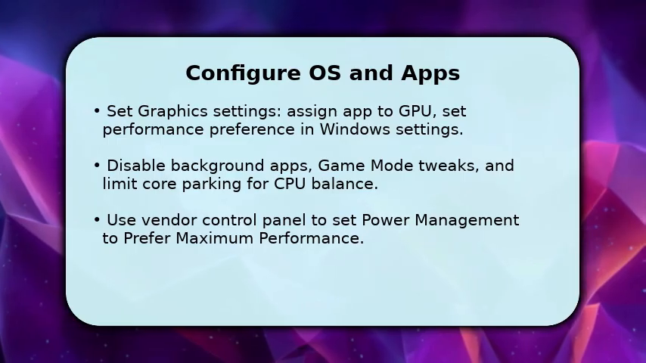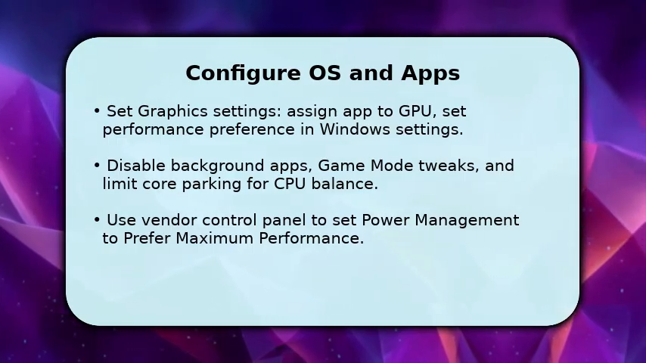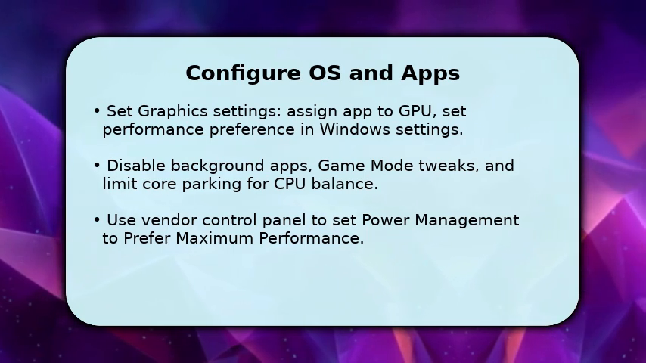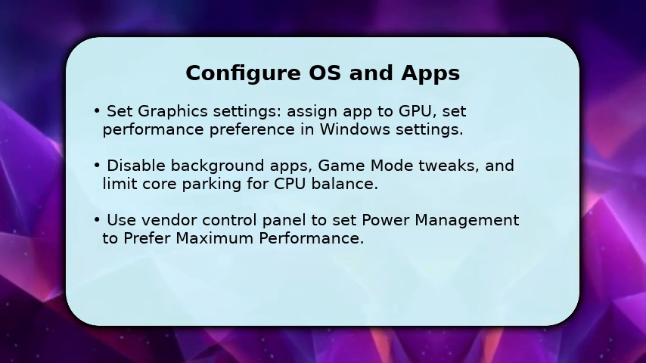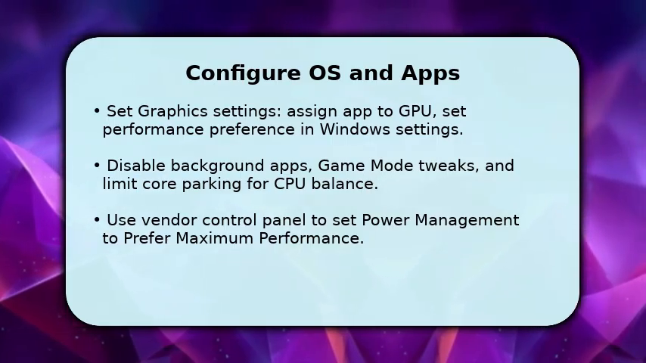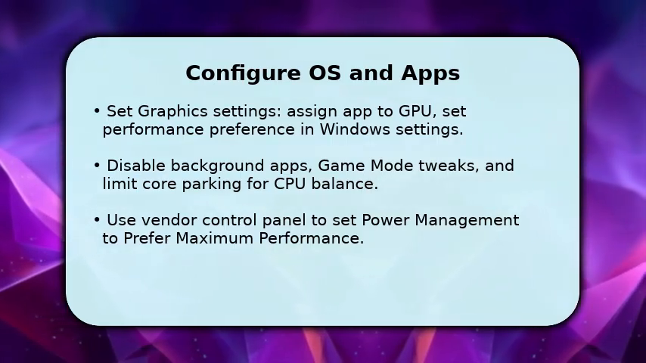Disable unnecessary background apps and game mode caps that can steal CPU cycles. Also, adjust core parking or use an optimizer so the CPU feeds the GPU consistently. These moves remove software bottlenecks and stabilize sustain.